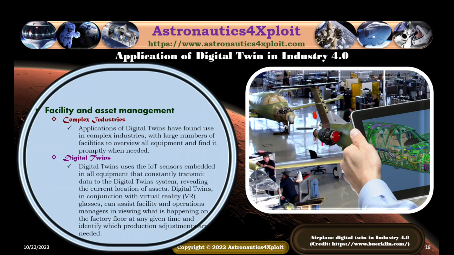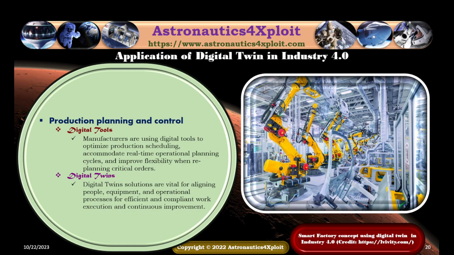Facilitating and asset management is another application of digital twin in Industry 4.0. Applications of digital twins are found used in complex industries with large numbers of facilities to overview all equipment and find it promptly when needed. Digital twins use the IoT sensors embedded in all equipment that constantly transmit data to the digital twin systems. Here, plant digital twin in Industry 4.0 is shown in this picture.